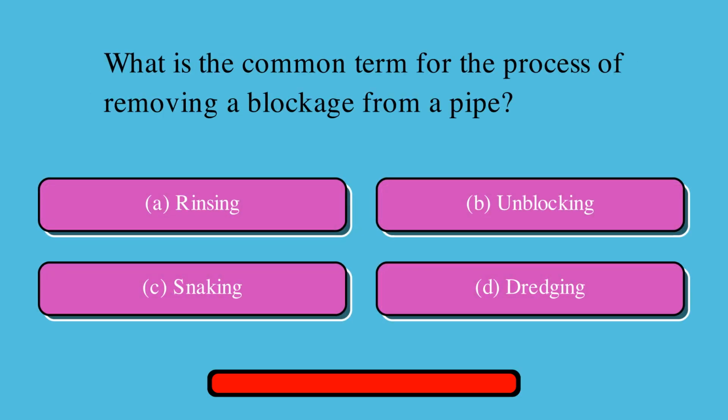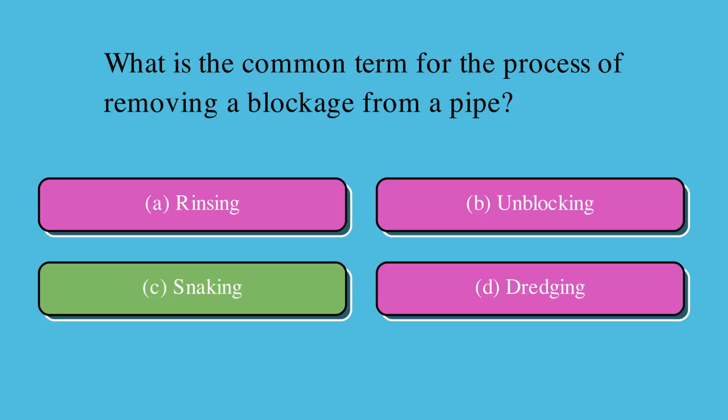What is the common term for the process of removing a blockage from a pipe? Is it A. rinsing or B. unblocking or C. snaking or D. dredging? The correct answer is C. snaking.